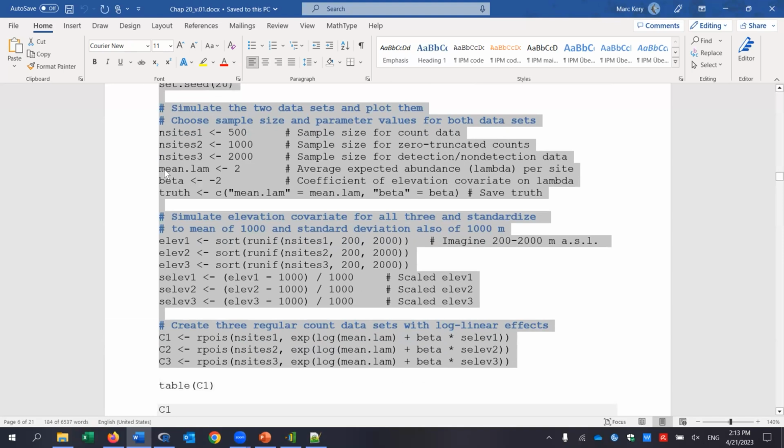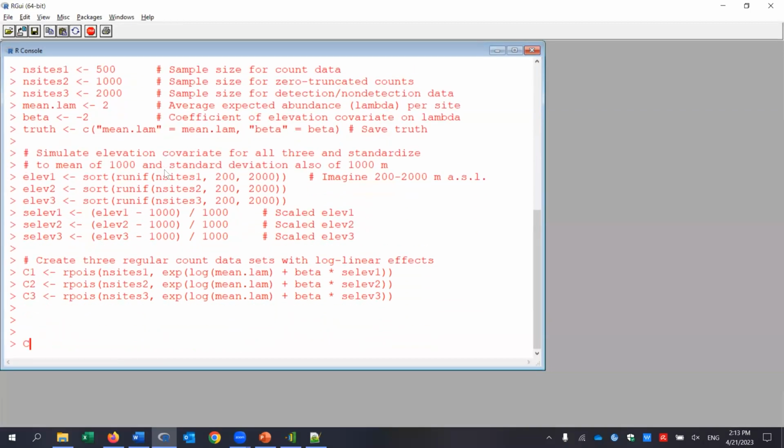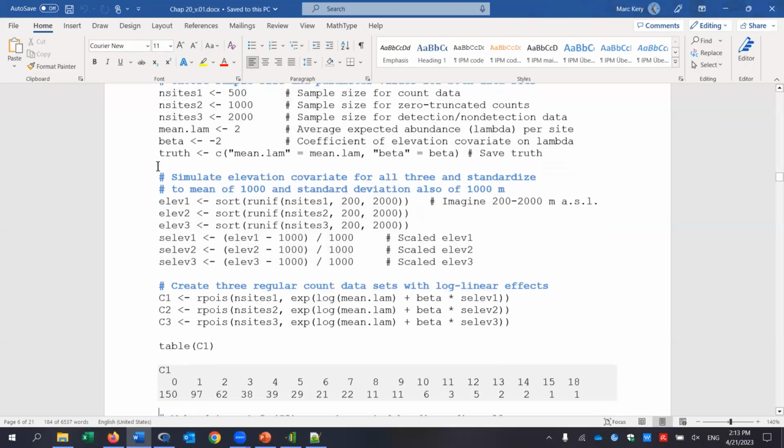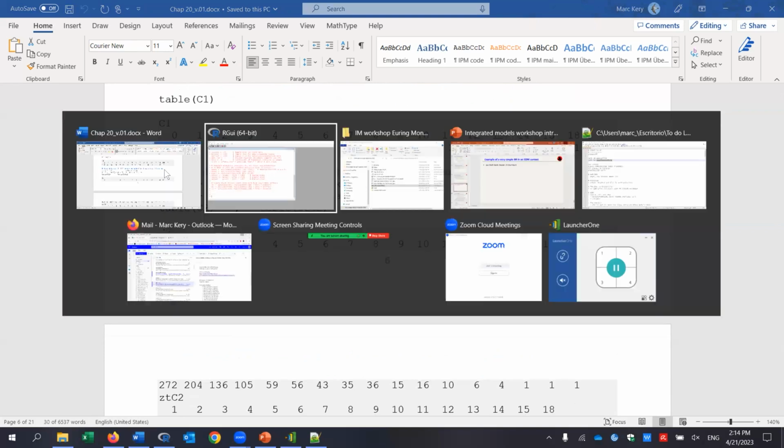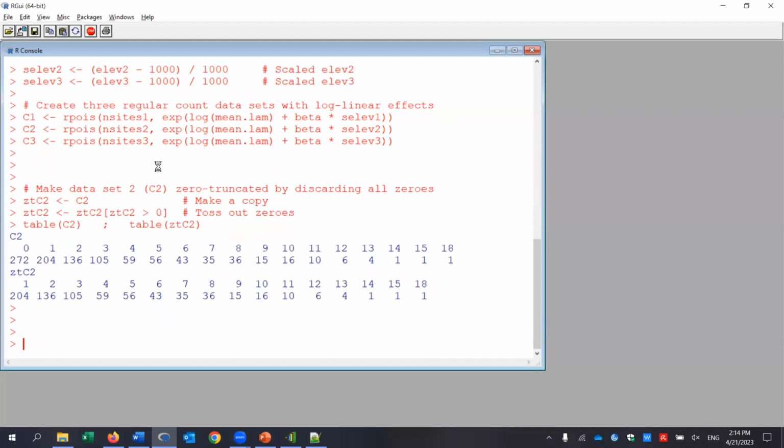Regular counts for three sets of counts, where C1 is one set of counts. Then I take the second set of counts and throw out all the zeros. This gives me my zero truncated data set number 2. Here I make a copy of C2 and write it into Z2, and with this line that I'm highlighting, I only retain those elements of the vector Z2 which are greater than 0. So I toss out the zeros.